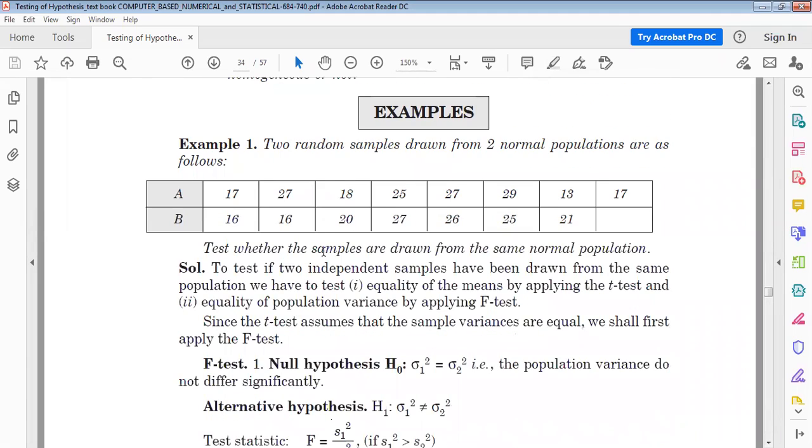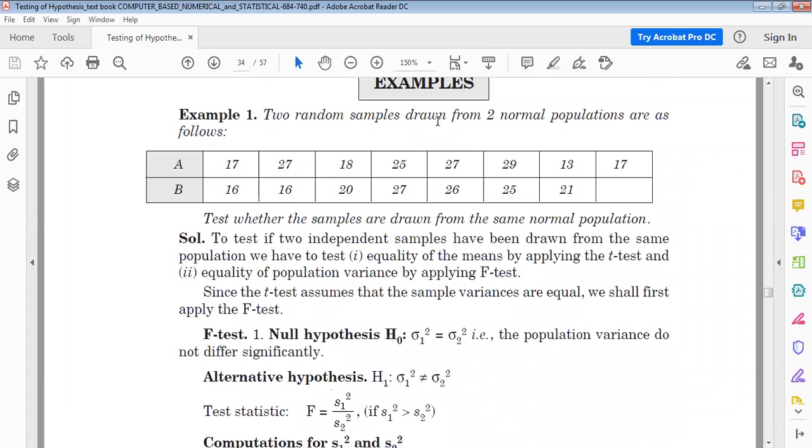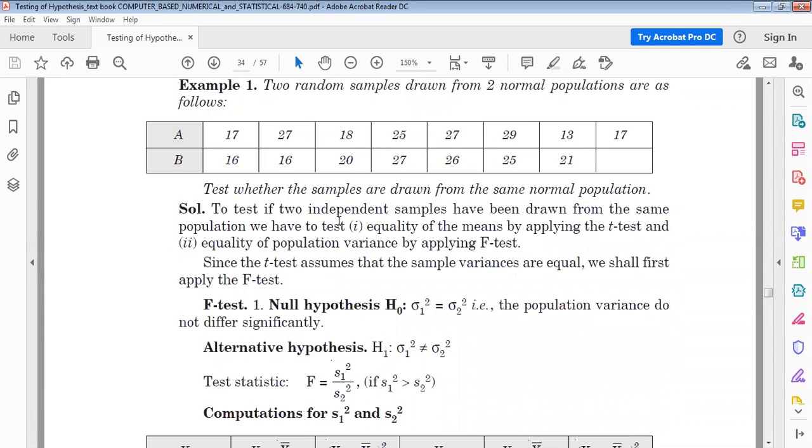Now let us consider some examples. Example 1: two random samples drawn from two normal populations are as follows, first sample A and second sample B. Test whether the samples are drawn from the same normal population. That means you have to apply the capital F test, whether it is the same or homogeneous or not. The first solution: test whether two independent samples have been drawn from the same population.